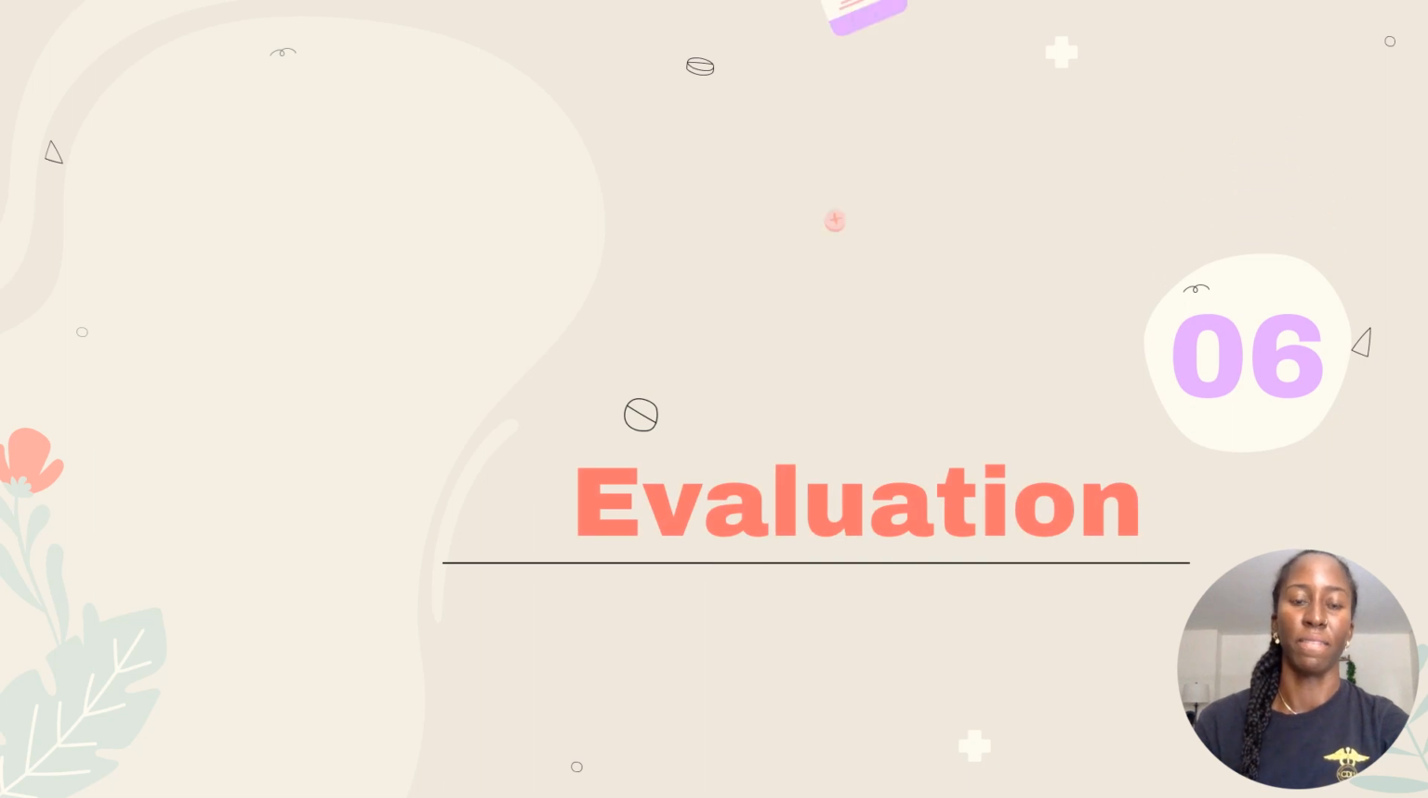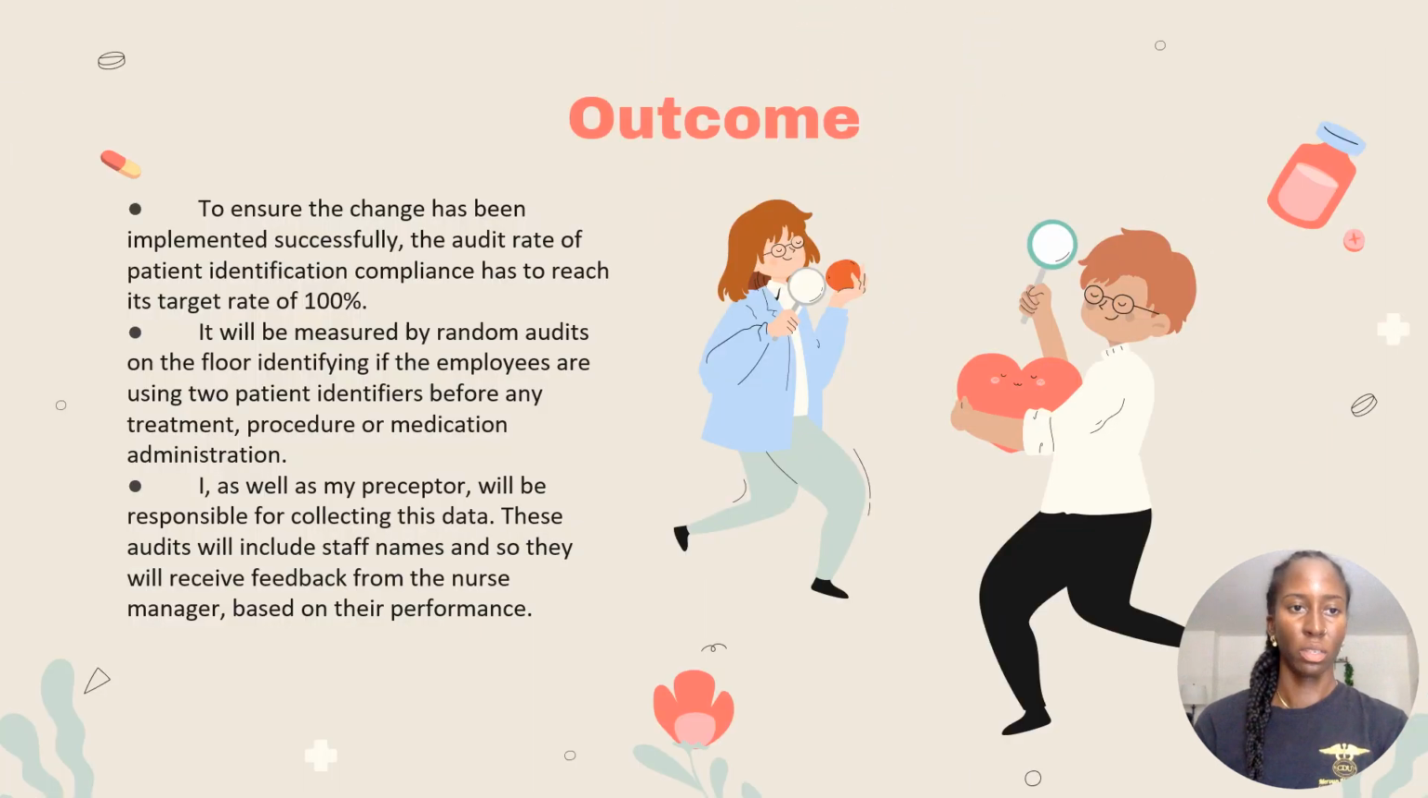Number 6, the evaluation. Here we have the outcome. To ensure the change has been implemented successfully, the audit rate of patient identification compliance has to reach its target rate of 100%. It will be measured by random audits on the floor, identifying if the employees are using 2 patient identifiers before any treatment, procedure, or medication administration. I, as well as my preceptor, will be responsible for collecting this data. These audits will include staff names, and so they will receive feedback from the nurse manager based on their performance.